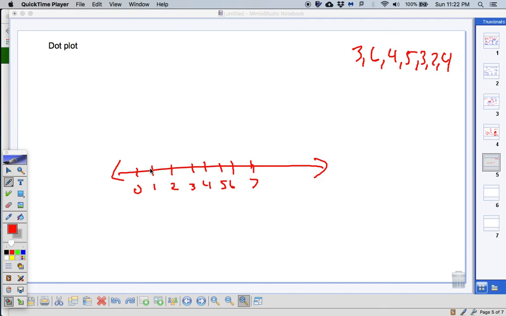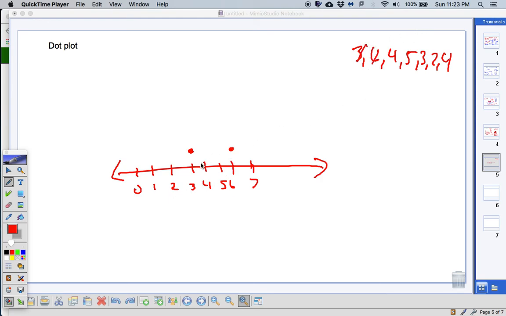And we use dot, but it can be any mark you really want. I think your textbook uses X's, but it doesn't really matter what the mark is. You can use emojis, you can use stars, smiley faces, whatever you want. I'm going to use dots. So above the 3, I'm going to put a dot. And then I go to the next one, which is a 6. Above the 6, I put a dot.